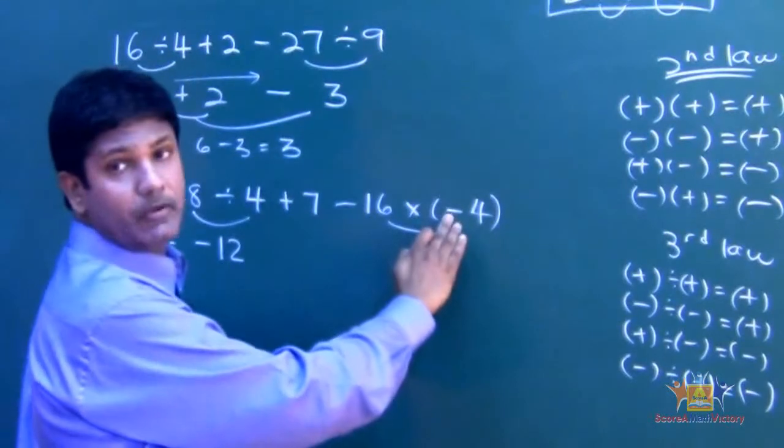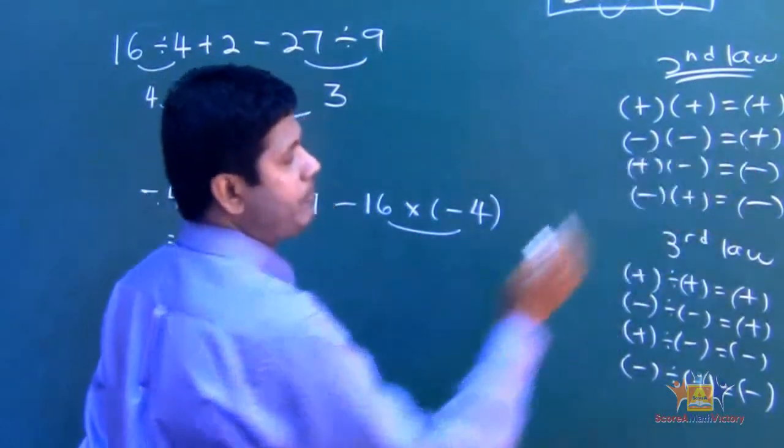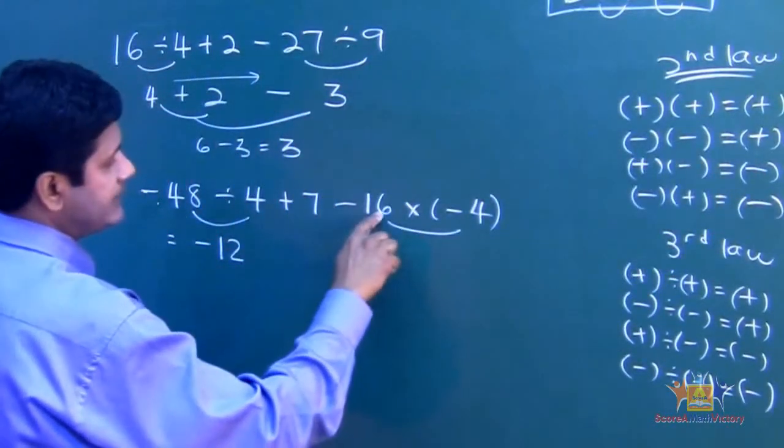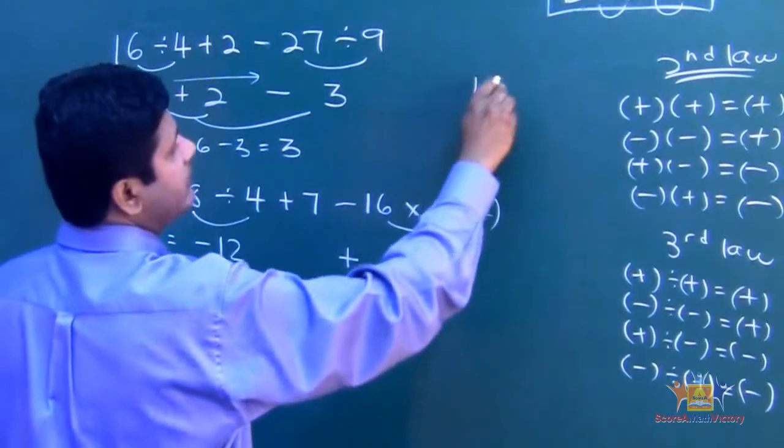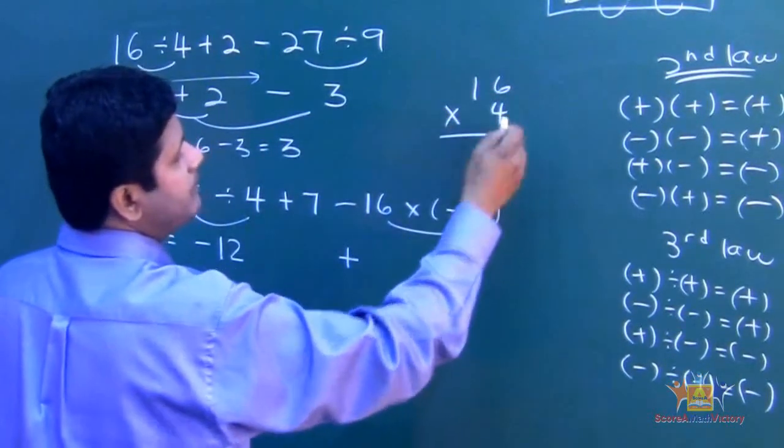Negative and negative will give me what? When I multiply, negative and negative give me positive. So positive 16 times 4. Okay, it's outside the times table range, so you're going to use the long multiplication method.